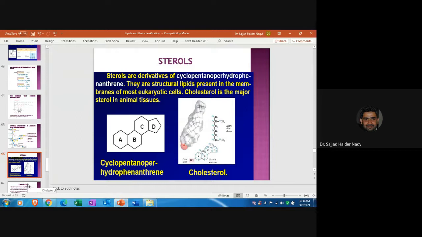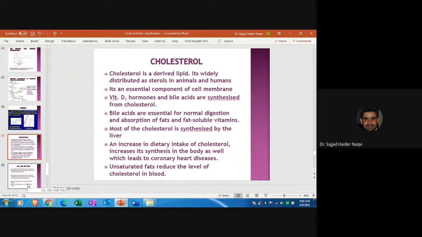So we are talking about cholesterol, which is the most important. Cholesterol is under the category of derived lipids. If you remember the classification, simple lipids, complex lipids, and then there were derived lipids. So cholesterol is actually in the category of derived lipids. It's widely distributed in animals and in humans. Very, very essential part of the cell membrane. It has got a very specific function.